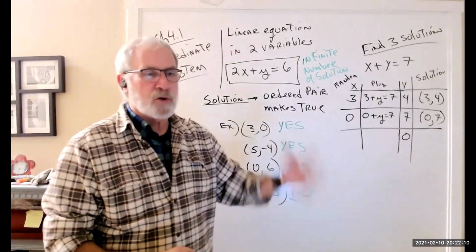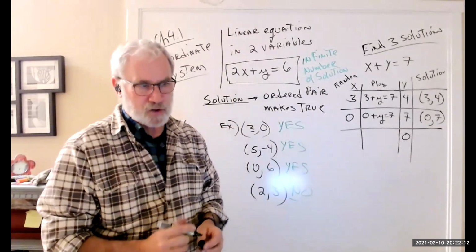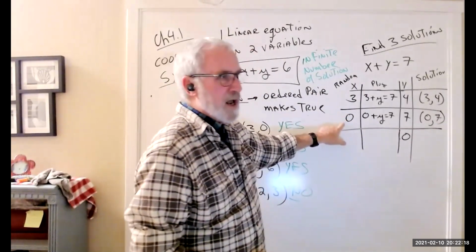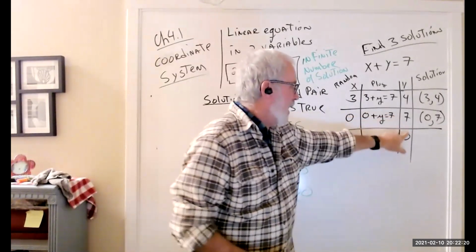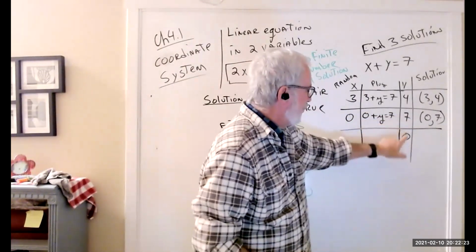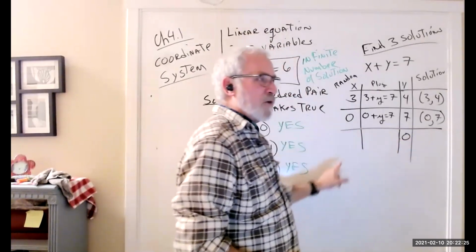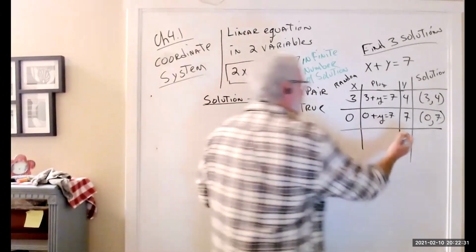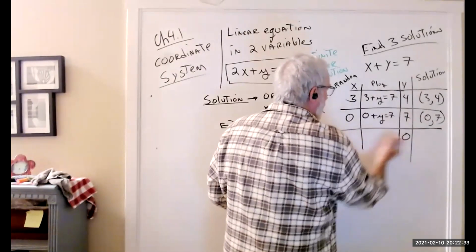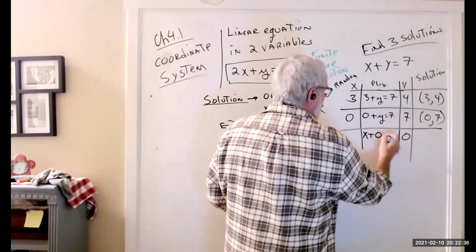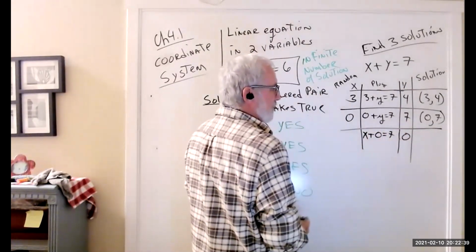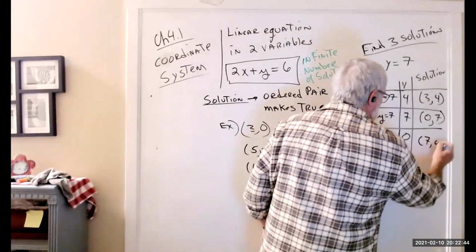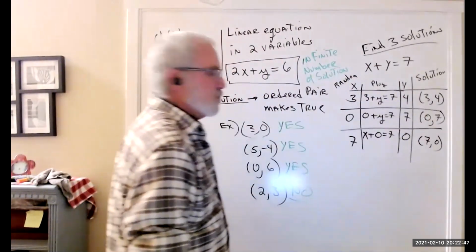But I'm trying to push laziness and I'm trying to push some of the tricks. Always, if you can, plug in 0 for x and figure out what the y value is, and then plug in 0 for y and figure out what the x value is. If you can, because it's much easier. So if we plug in 0 for the y, we have x plus 0 equals 7. So that means x is worth 7, and we have 7 comma 0. And now we have 3 solutions.